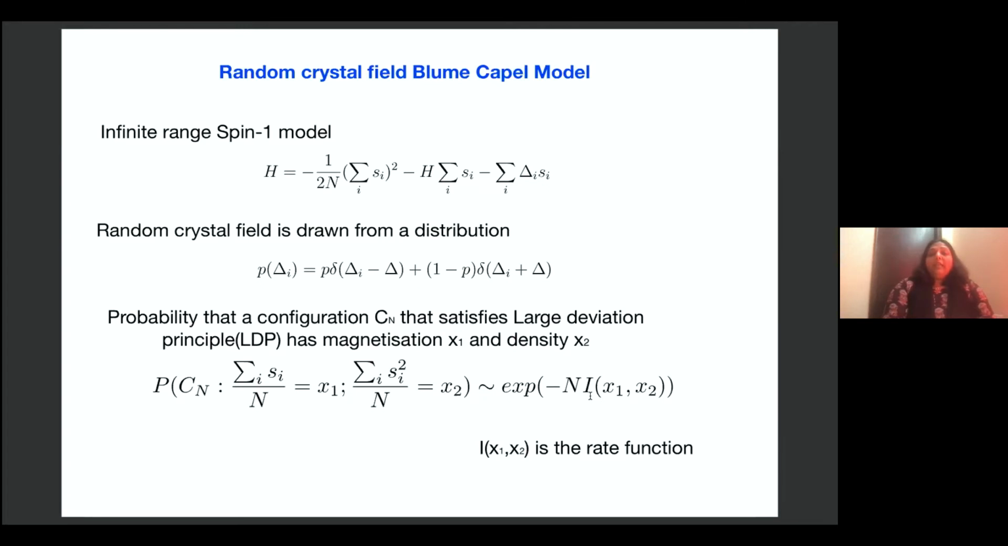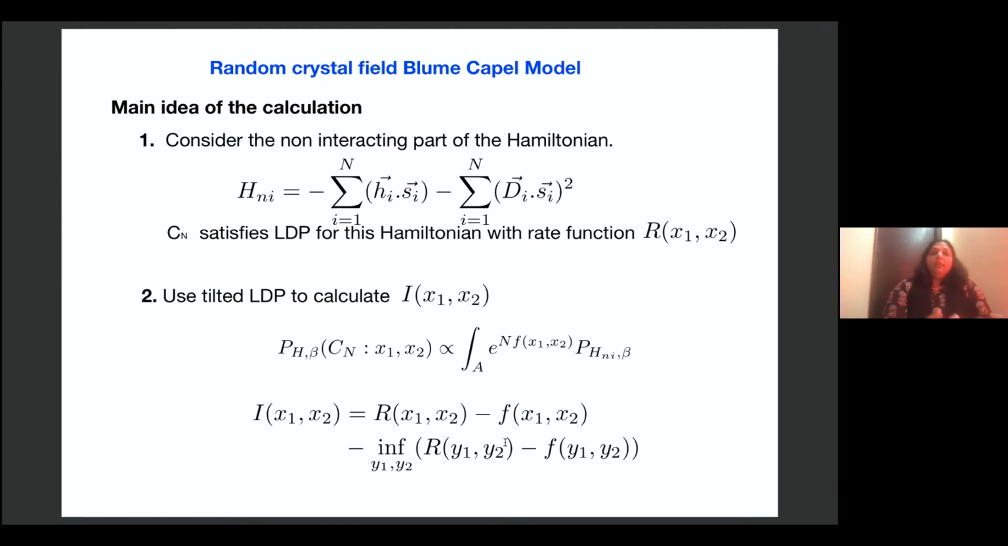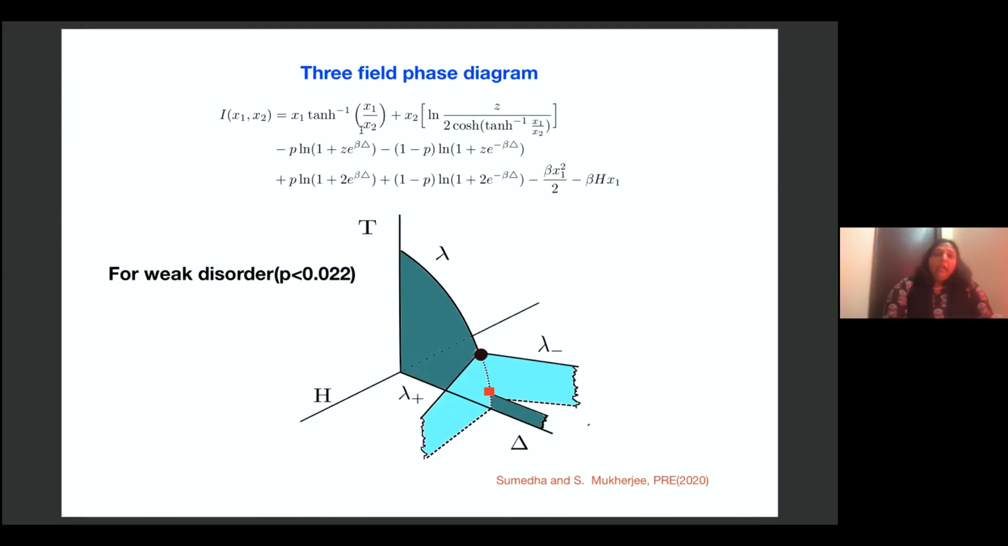And this rate function is actually like a generalized free energy, something that Tridib also talked about yesterday in the context of non-equilibrium systems. And the way we solve the system is by finding this rate function for the given problem. This is the only slide where I tell the idea of the calculation, and I'll go very quickly. If we are dealing with the infinite range model, which is defined on a fully connected graph, the problem can be solved quite easily. The way to do it is, first we find the rate function corresponding to the non-interacting part of the Hamiltonian, and then we use the tilted large deviation to find the rate function for the whole problem. We do all that procedure, and in the end, for the Blume-Capel random crystal field model, this is the rate function that we get.